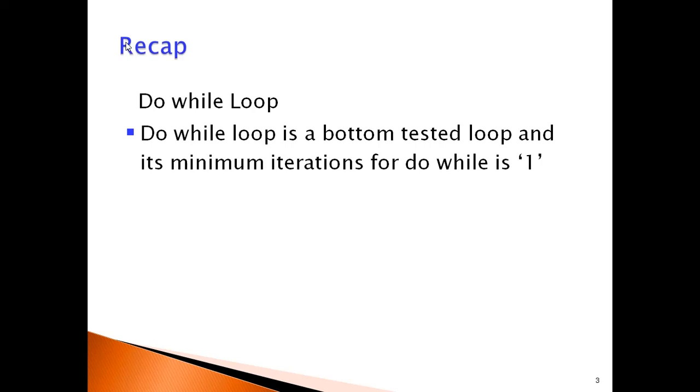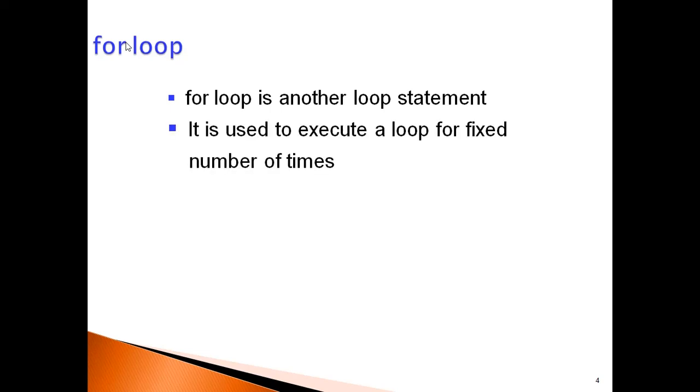Today we are going to start the for loop. The for loop is similar to the while loop and do while loop. The purpose of the for loop is to execute a block of code, a set of instructions, repeatedly a finite number of times. It is very convenient and flexible to use the for loop. It is used to execute a loop a fixed number of times.